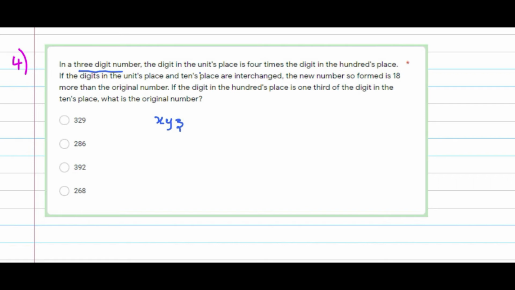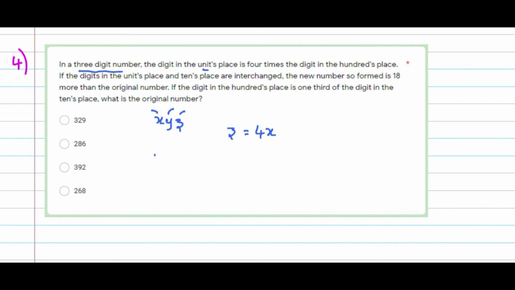So the digit in the units place is 4 times the digit in the hundreds place. So z is equal to 4 times x. Okay. As you know, this is ones place, tens place, and hundreds place. So the digit in the units place is z, which is equal to 4 times the digit in the hundreds place, 4x. Simply. If the digit in the units place and tens place are interchanged, the new number so formed is 18 more than the original number.